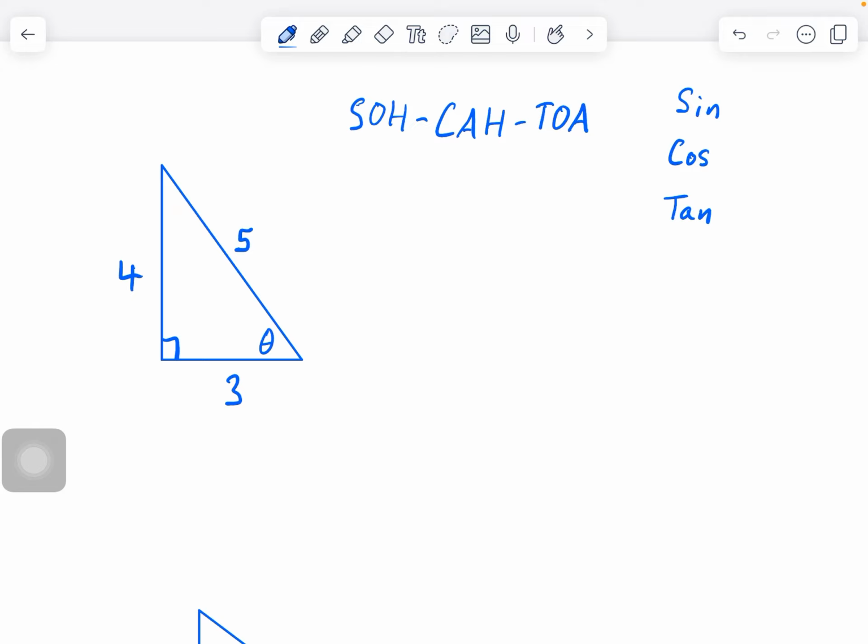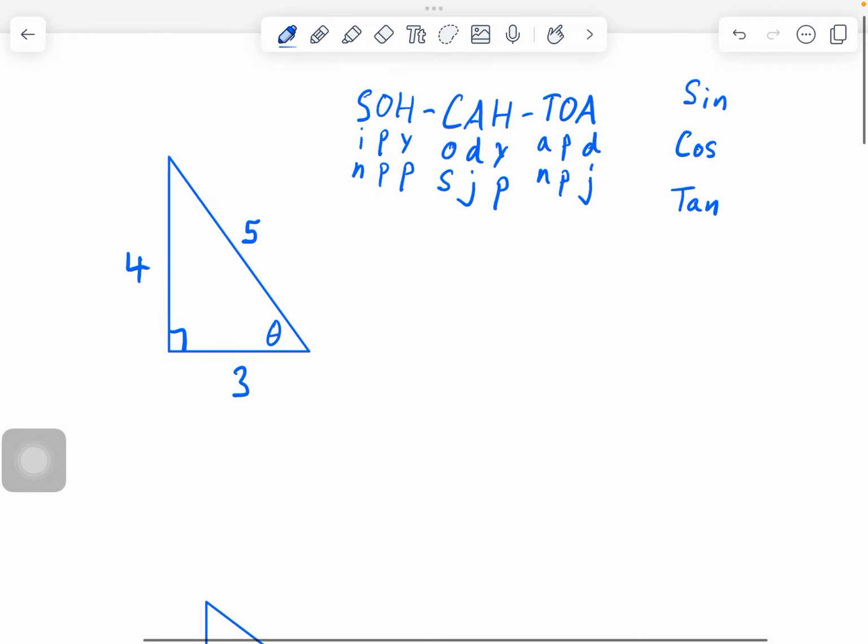So SOHCAHTOA stands for sine being the opposite over hypotenuse sides, those are sides of the right triangle that we're going to talk about below. Cosine stands for adjacent over hypotenuse, and tangent, we use the opposite and adjacent sides.